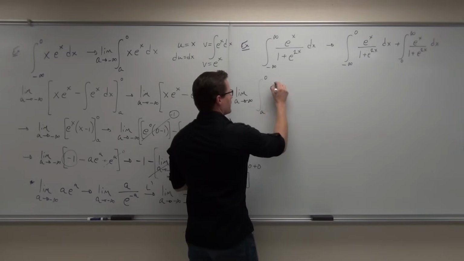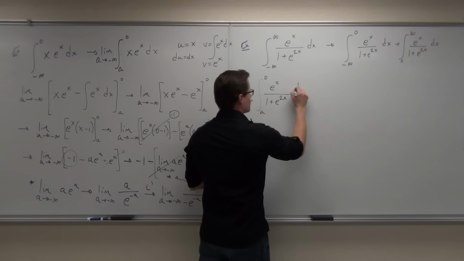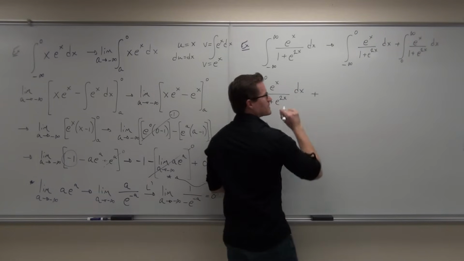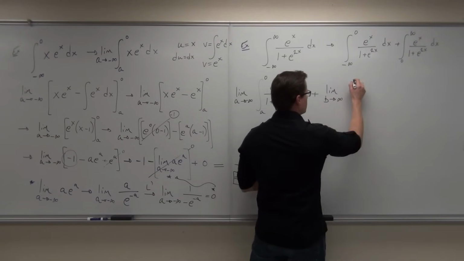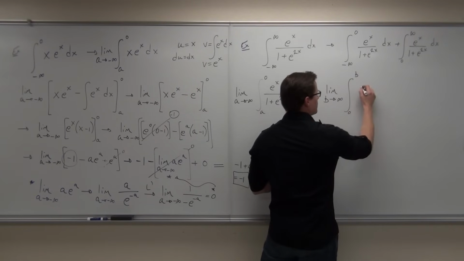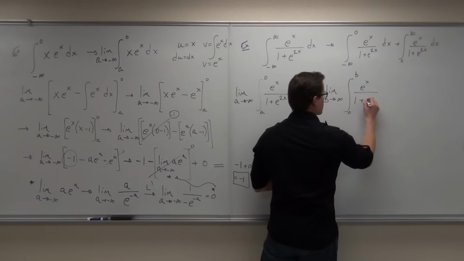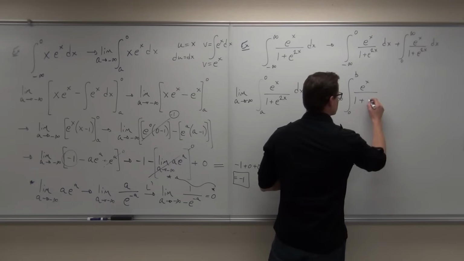The inside of my integral, my integrand, is not changed. Plus, what's the next thing I'm going to write? As B approaches infinity, from 0 to b. 0 doesn't change with infinity. The integrand is e to the x over 1 plus e to the 2x.